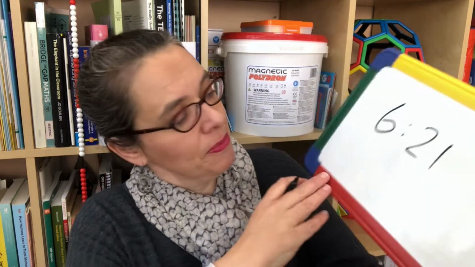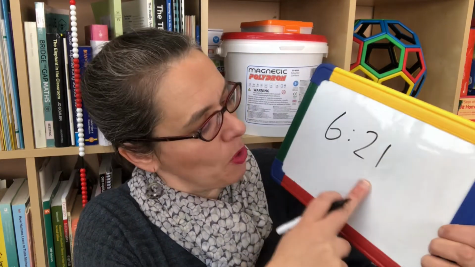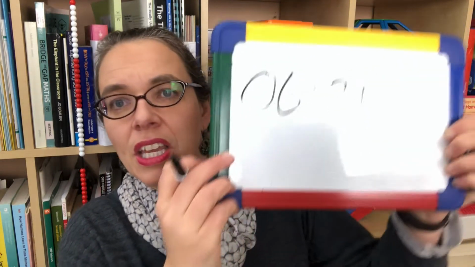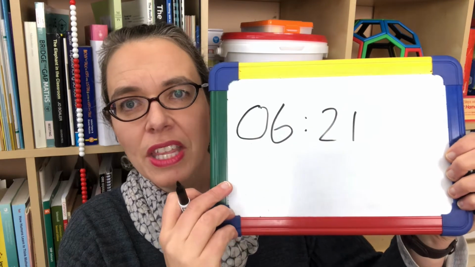Pairing them up is a really powerful thing to do. And finally, that's not clear whether it's AM or PM. It needs to say, unless we put a 0 in front, in which case that's 6:21 in the morning.